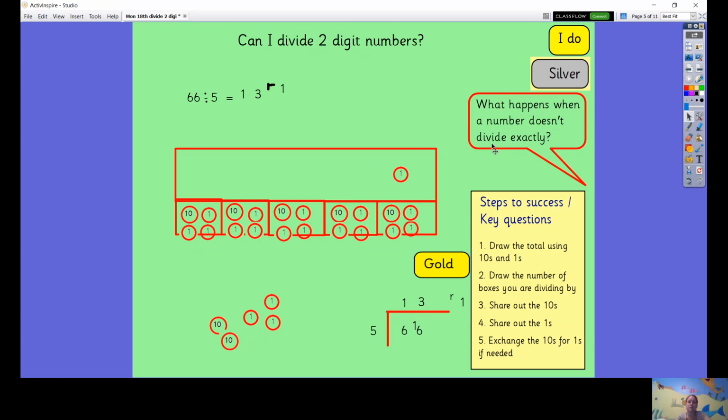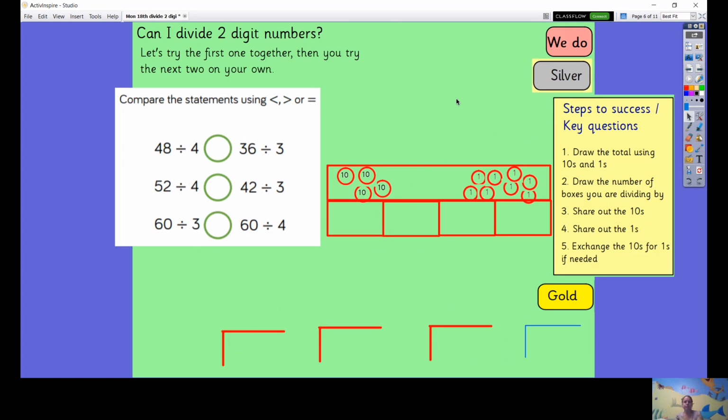What happens when a number doesn't divide exactly? Well, then we have remainders. Okay, they're called remainders. Right, so let's have a little look at this one as well, and then I'm going to get you to go off and do these by yourself for a minute. So we're going to try the first one together.